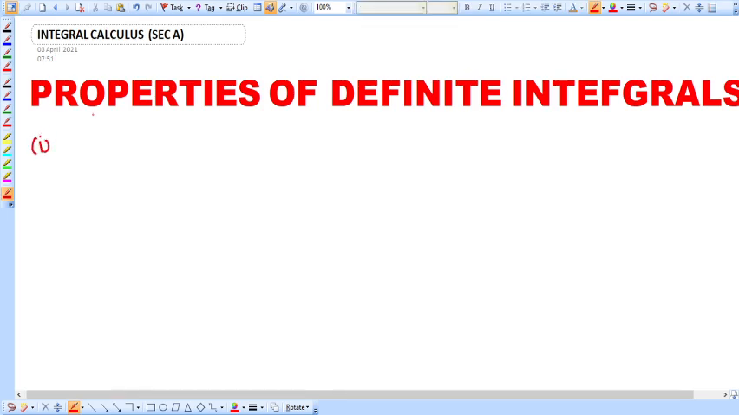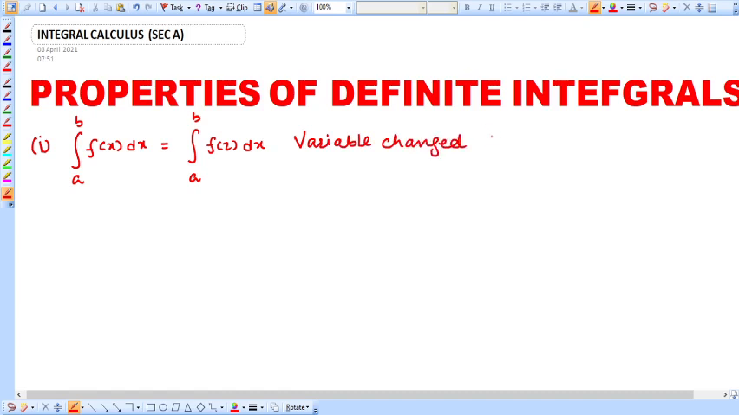Property 1: integration a to b f of x dx is equal to integration a to b f of z dz. That is variable changed.